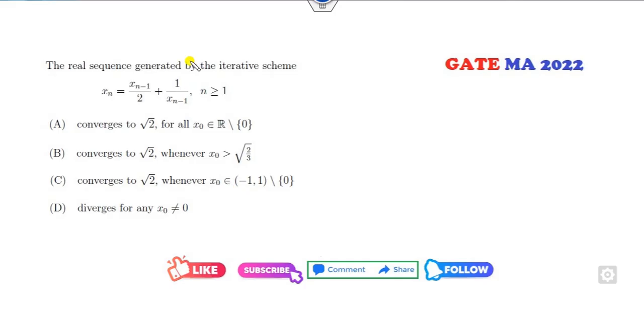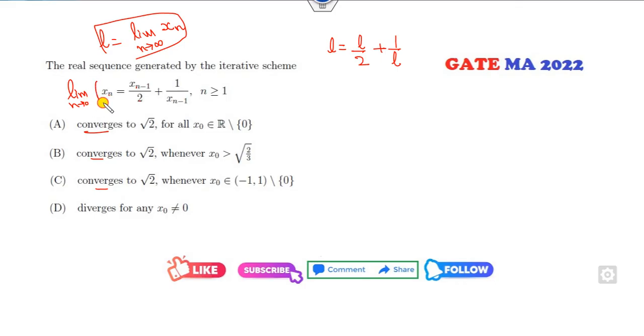Look at this one. A real sequence generated by the iterative scheme. Again, make sure this question can be solved by real analysis as well as numerical methods. So they are talking about convergent or divergent. I can simply take the limit L. So this is L, this is L by 2 plus 1 over L. What is L? Always remember it's the limit as n approaches infinity of xn. Fine. I can take the limit as n approaches infinity in this case.